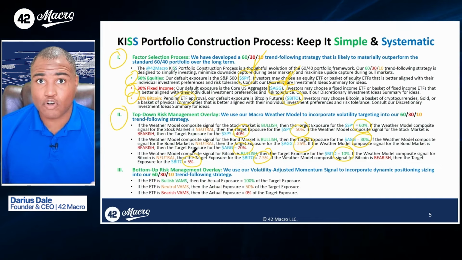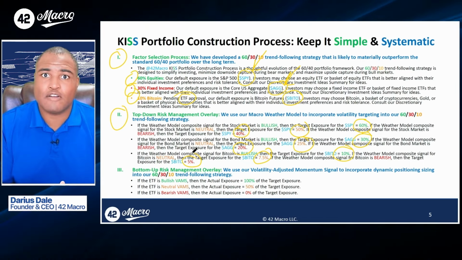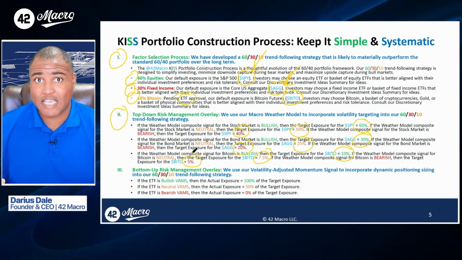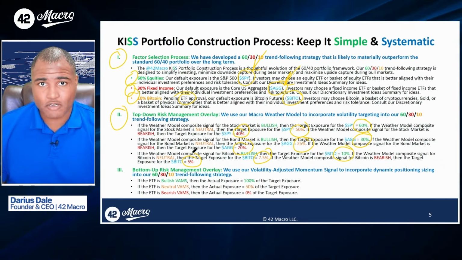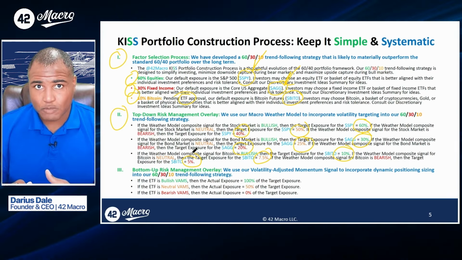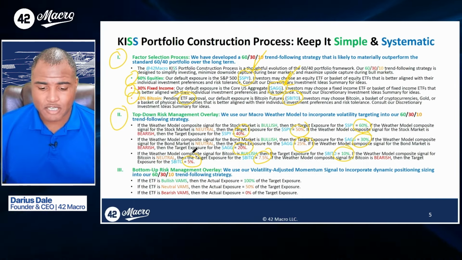Again, we use this to incorporate volatility targeting into our 60-30-10 strategy, because what the weather model signals are designed to do is to project excess return dispersion on a rolling 3-month time horizon. And so if the signal's bullish, it's saying you should expect better than normal returns in that particular asset class over the next 3 months. If the signal's neutral, you should expect similar returns. And if the signal's bearish, you should expect lower returns, higher volatility in that particular asset class.